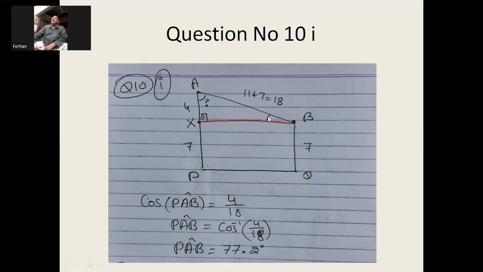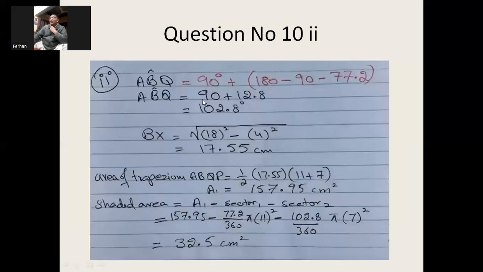So now I know this angle, that is 77.2. This angle I already know is 90 degrees. So the total angle here will be 90 plus 77.2. Sorry, this angle is not 77.2. This angle is 77.2. I can find this angle. This angle will be 180 minus 90 minus 77.2. So let me show you.